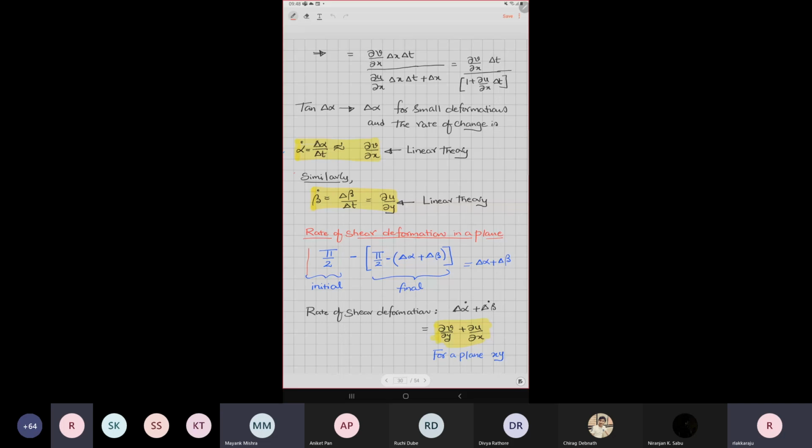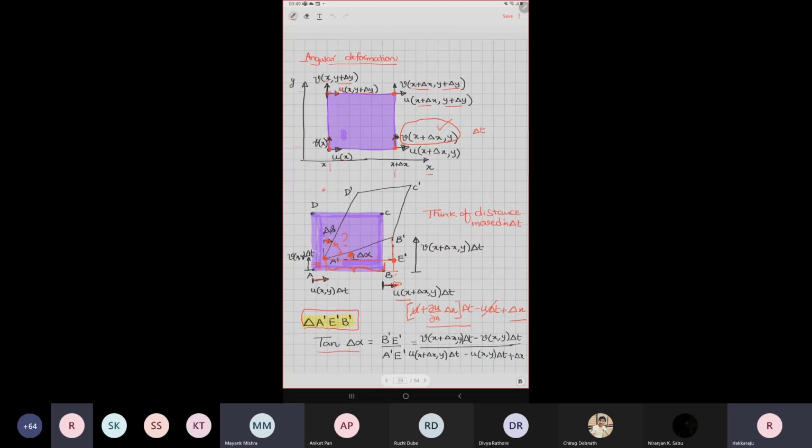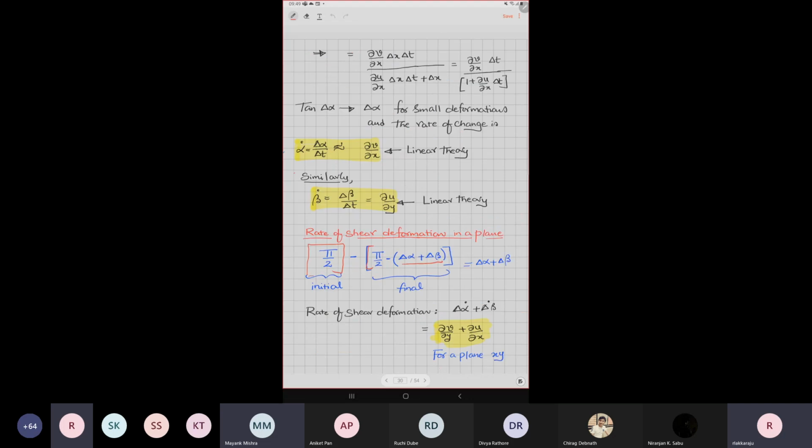That angle is initially pi by 2 minus (delta alpha plus delta beta). That is, this entire angle is 90 degrees minus delta beta minus delta alpha. So the initial angle, pi by 2, minus the final angle gives me the rate of shear deformation of a plane. That subtraction tells me the rate of shear deformation, which is equal to delta alpha plus delta beta. With time, that is delta alpha dot plus delta beta dot, which we will call del v by del y plus del u by del x for a given plane xy.